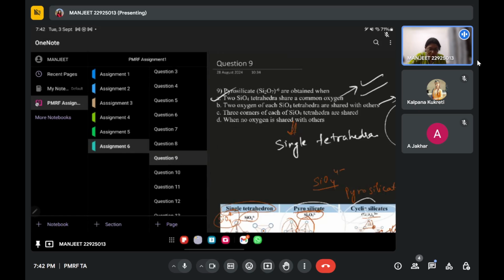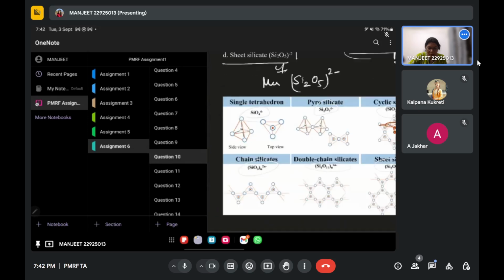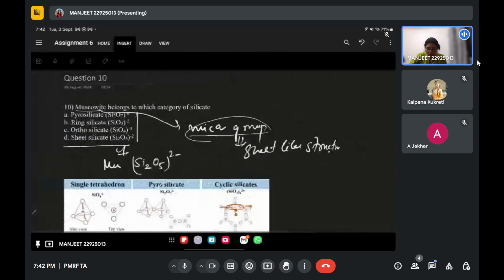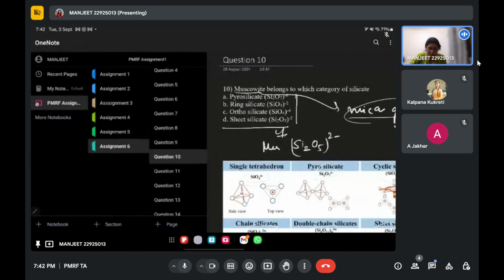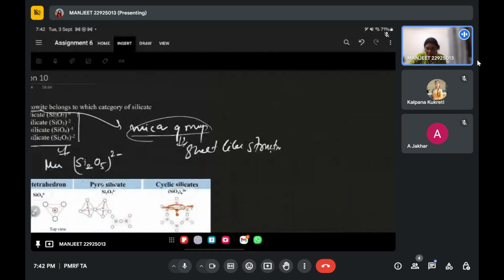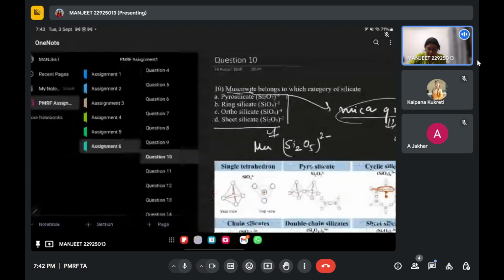What are the pyrosilicates? Pyrosilicate, how they are structurally linked. So the two tetrahedra are interlinked with one oxygen, that is in the pyrosilicate. In question number 10, this is muscovite, so this is also a mica. This is the layer that is forming the sheet-like structure. So this belongs to the sheet silicate.